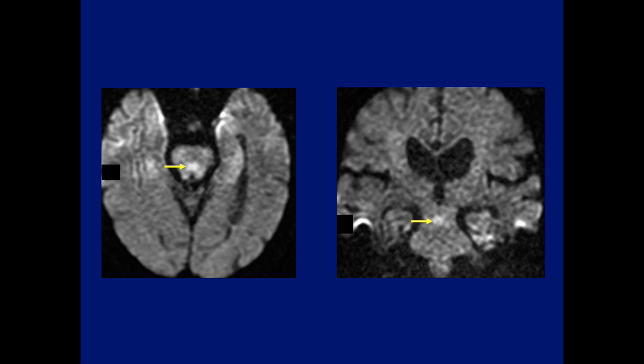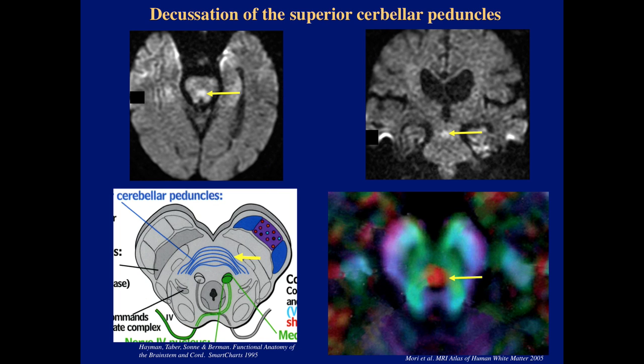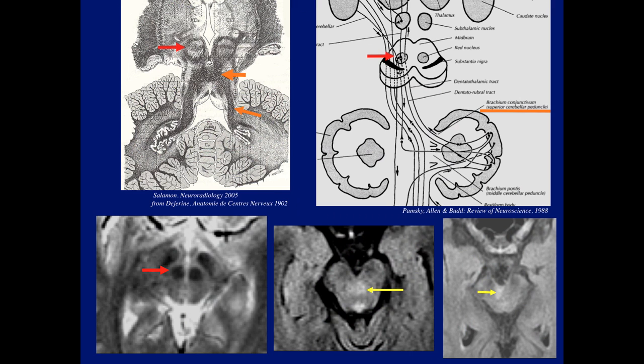So again, you recall that this is not a stroke, as when I talked about the brainstem structures. This is just the decussation of the superior cerebellar peduncles. And here it is again, as I showed before, on the axial and coronal plane. Here are the crossing fibers of the superior cerebellar peduncle. It's in red on the DTI because of the right to left and left to right direction of the fibers.